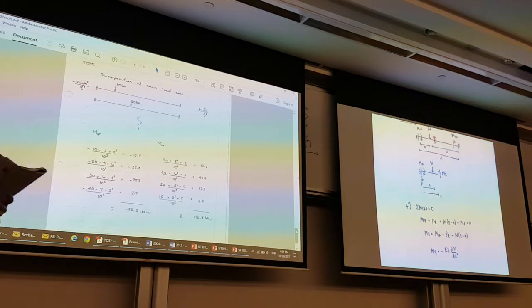W is the force, negative 10 times A, which is 2, the entire length. Okay, so 2 times 8 squared over 10.